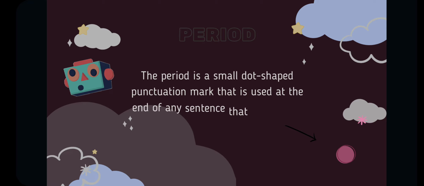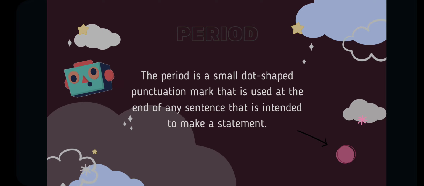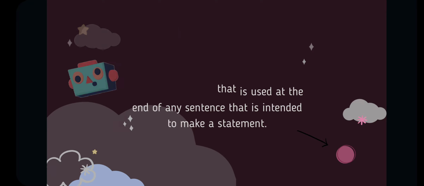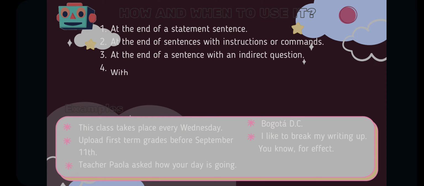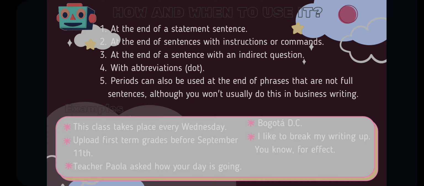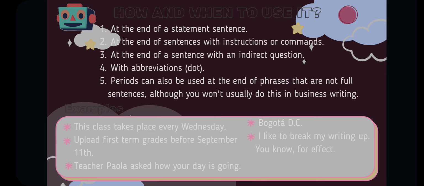Let's check the first one. Period. The period is a small dot-shaped punctuation mark that is used at the end of any sentence that is intended to make a statement. But how am I going to use it? We use the period in five different situations. The first one is at the end of a statement sentence. Let's check the example. This class takes place every Wednesday.